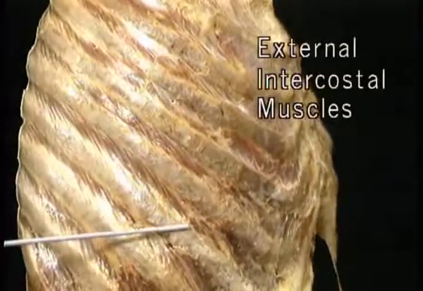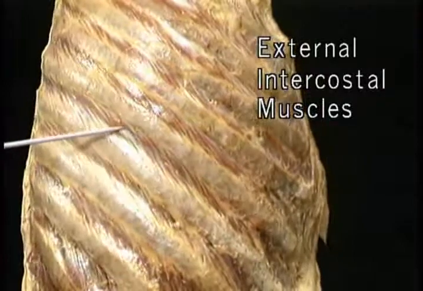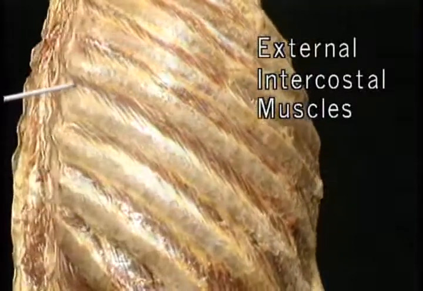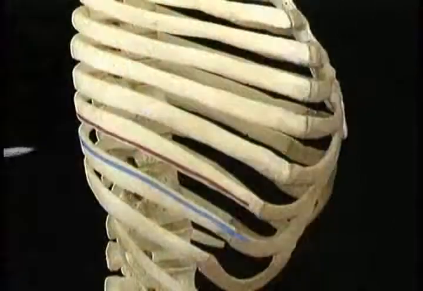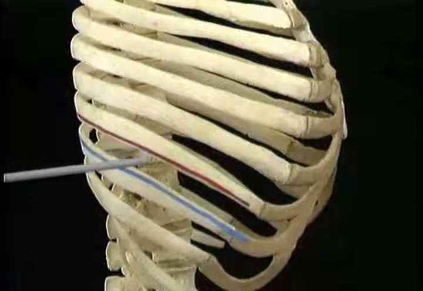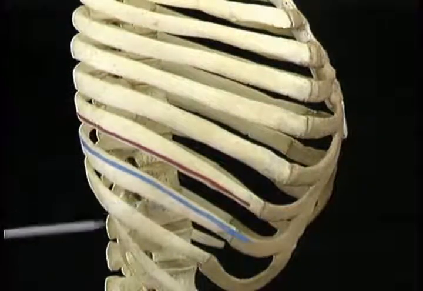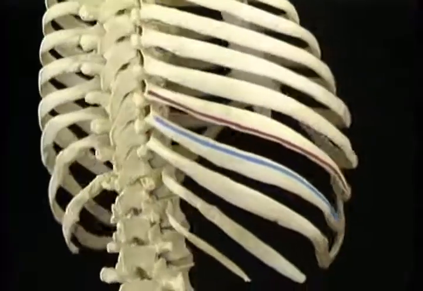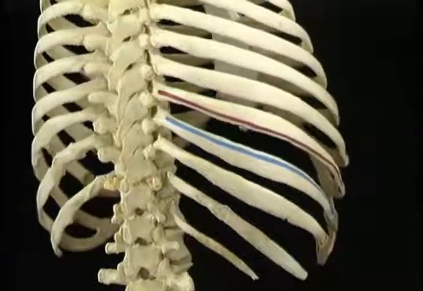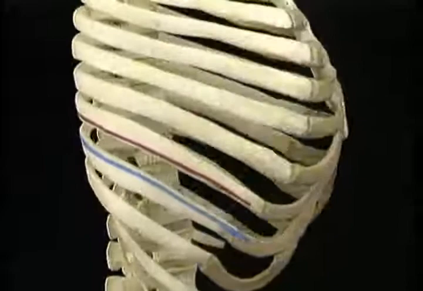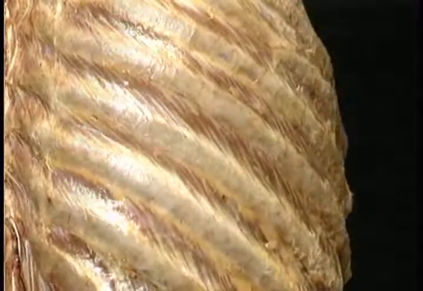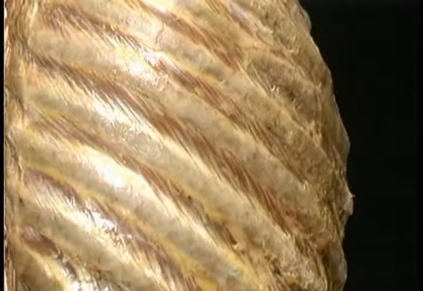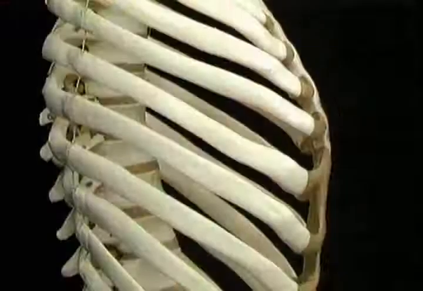Here are the external intercostal muscles. They're thin sheets of muscle that connect each rib to its neighbor. Each external intercostal runs from here on the rib above to here on the rib below. They extend from the tubercles of the ribs behind round to the middle of the costal cartilages in front. The fibers of the external intercostals run forward from above downward.